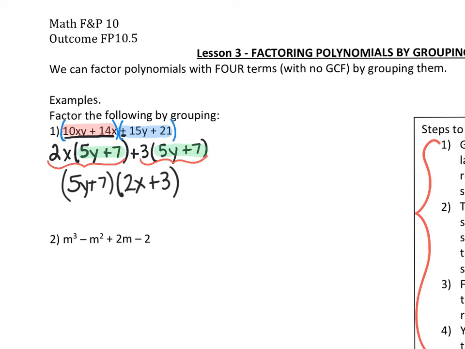If you wanted to check this, you could go ahead and distribute. 5y times 2x will give you your 10xy. 5y times 3 is 15y. 7 times 2x is 14x, and 7 times 3 is 21. Okay, let's do the next one.